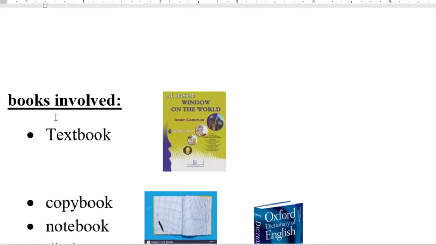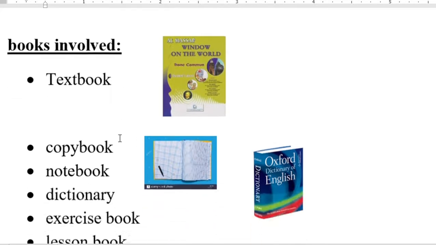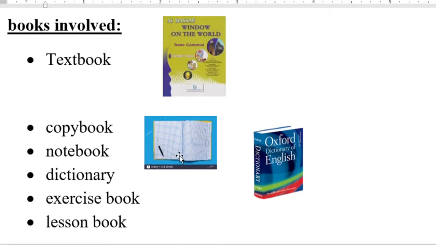What are the books involved? What are the books that you work with? So the first one is the textbook. The textbook, our textbook that we work with this year is Al-Masar, Window on the World. Okay? And then you have the copybook, is the book that you copy lessons and exercises in.